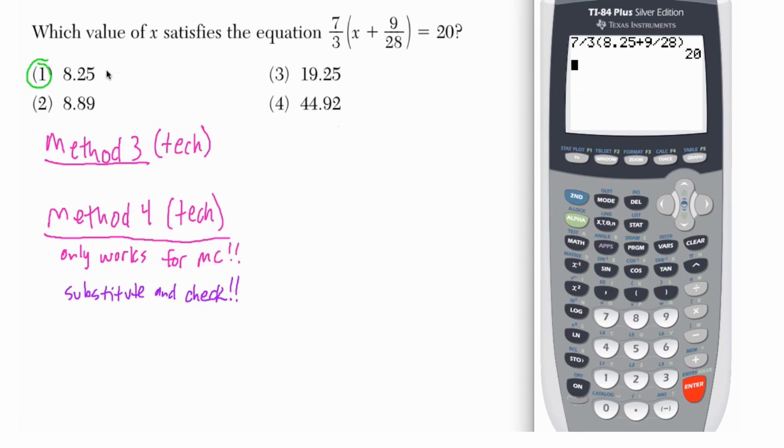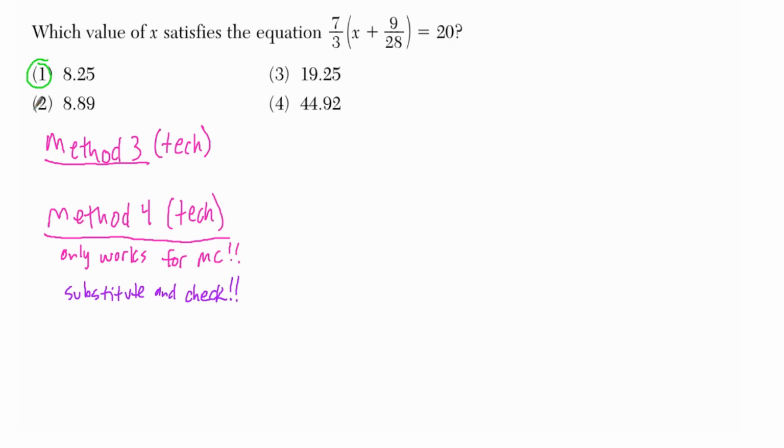But for the sake of illustration, if when you hit enter, this wasn't 20, if it was something else, then that would mean this was not the solution, and you would move to the next one. And so we would then test the next one, 7/3 parentheses, and then 8.89 substituted in for x instead, plus 9/28. And we'd see right away that this does not equal 20, and therefore we could say this is not the solution because it does not satisfy this equation. It does not make it true.